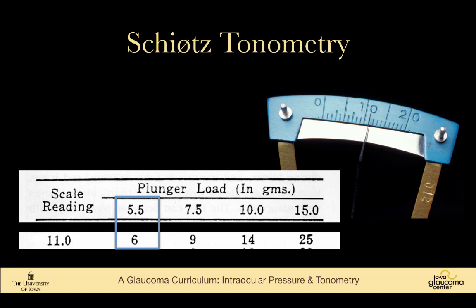So Schiøtz is a way that one can measure intraocular pressure. It has a lot of problems with accuracy and a lot of artifact, but it's better than nothing. So if one's in an environment where there's no electricity or no other resources, Schiøtz is certainly fine to use.